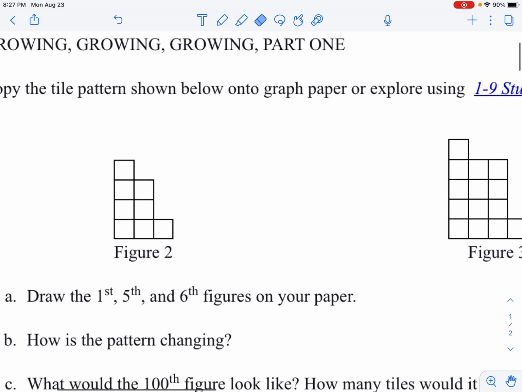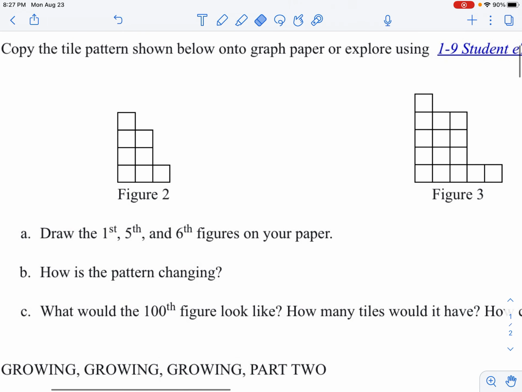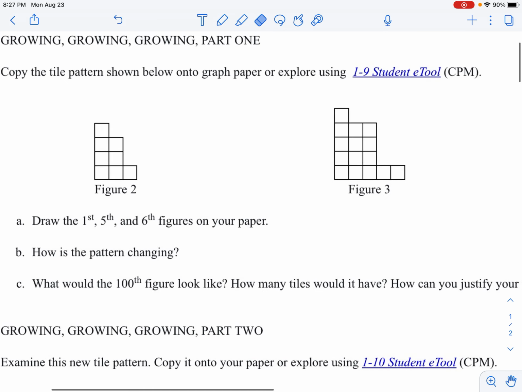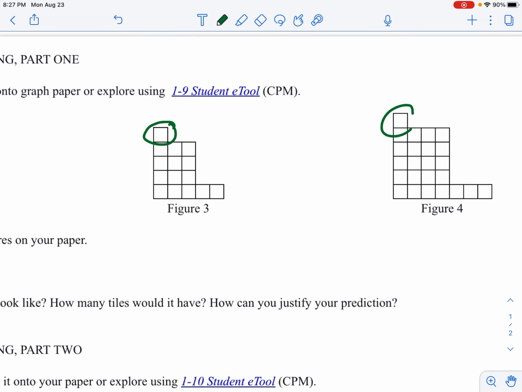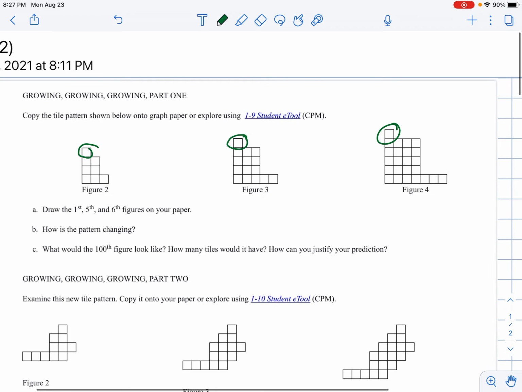When I look at figure 2, figure 3, and figure 4, the first thing I notice is what stays the same from one figure to the next. Got this little nub here, this little nub here, and this little nub. That doesn't change. So I'm guessing that my figure 5 is going to have that same little nub up on top like that. Okay, so that's the first thing I'm going to look for.